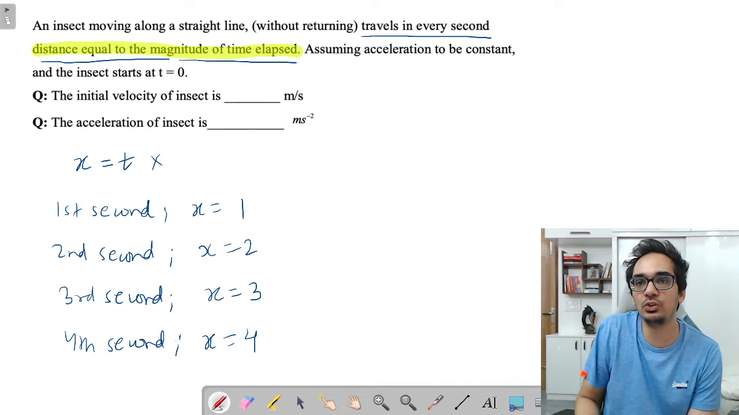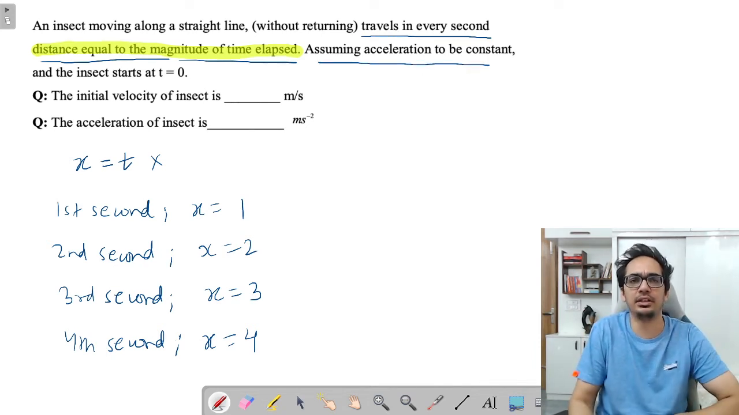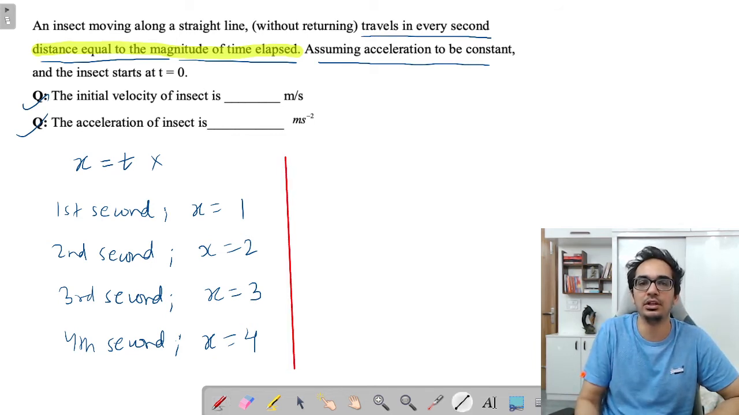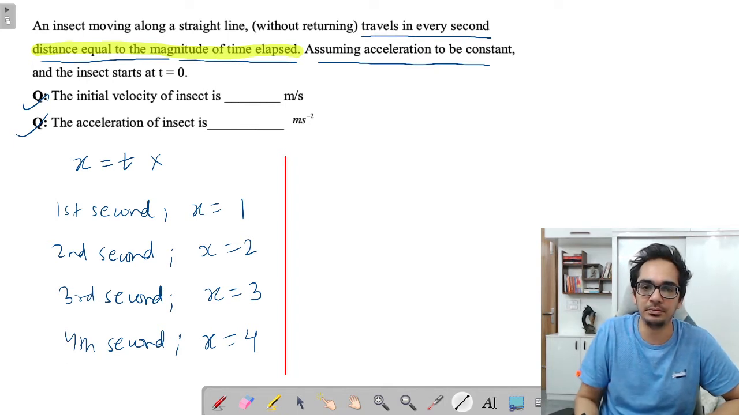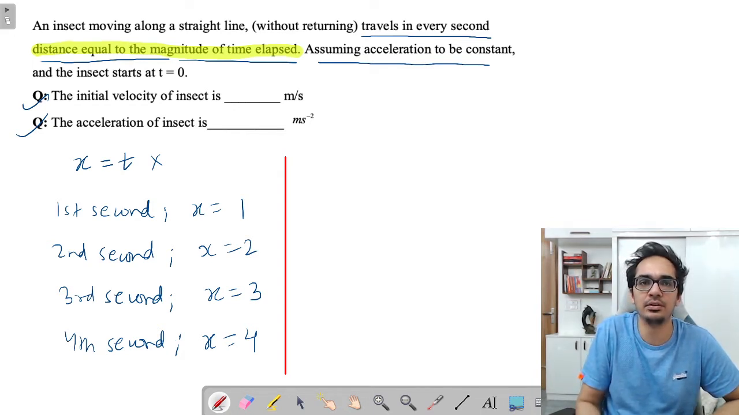Okay, and assume acceleration to be constant. Then you have to find the initial velocity and the acceleration. So this is very interesting problem, because the challenging part was to understand the question first. Now how to solve this question? See, there are two ways. First is, let's write this. I will just take a new page.